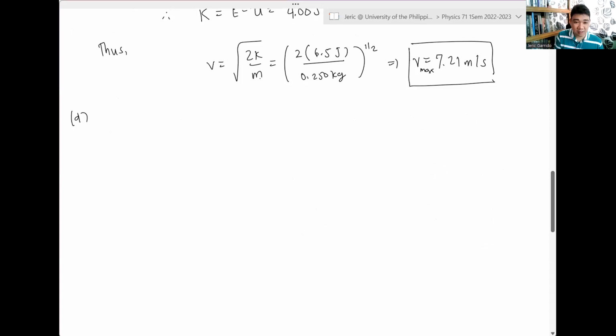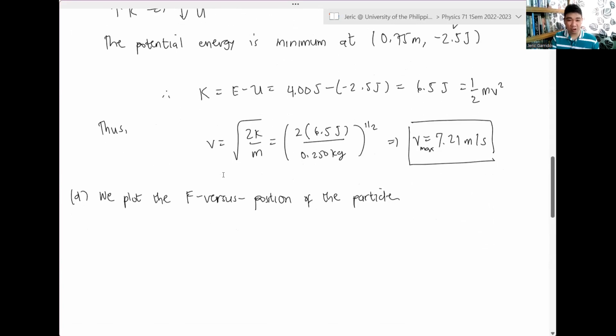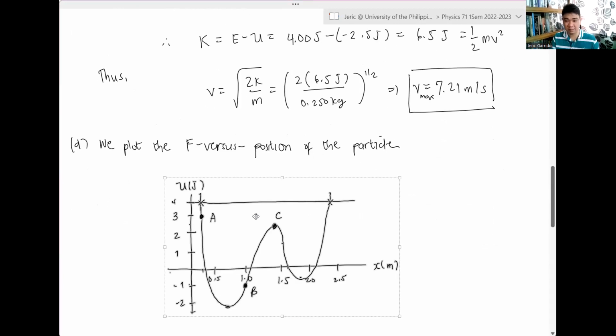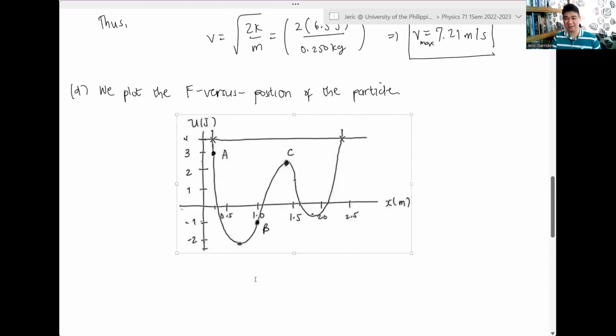For letter D, we plot the force versus position of the particle. Ang una kong gagawin ay copyhin yung kung anong meron ako. Let me copy it. Okay. Yan, di ba? Magic. Kinopya ko lang yung kung ano yung diagram ko kanina.